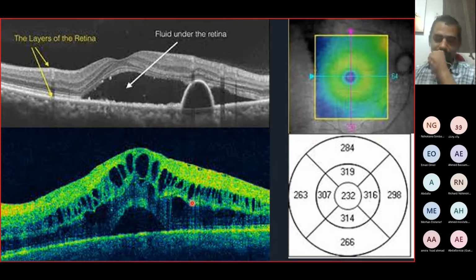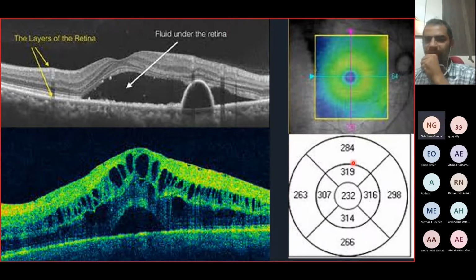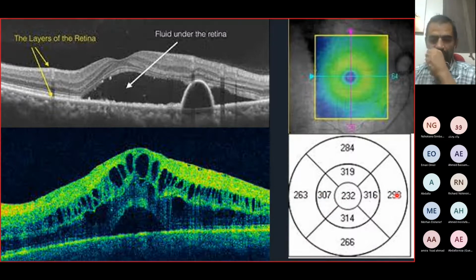Okay? Do you know what's the name of this grid? ETDRS circles. Exactly. It's usually superimposed on the macular map, and it gives the thickness of each segment of the retina. Usually the central circle is 1 millimeter, and then you have a 3 millimeter circle, and then a 6 millimeter circle. Okay?